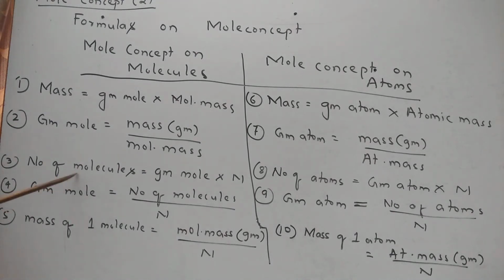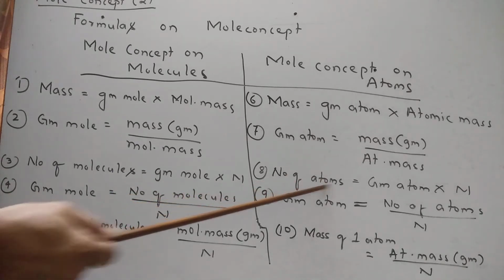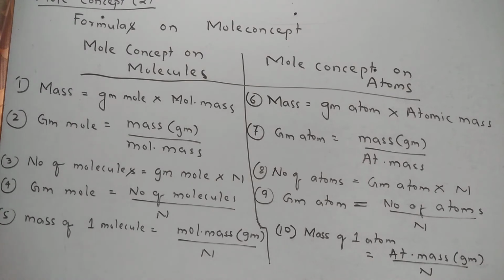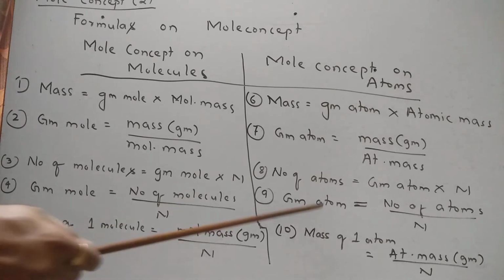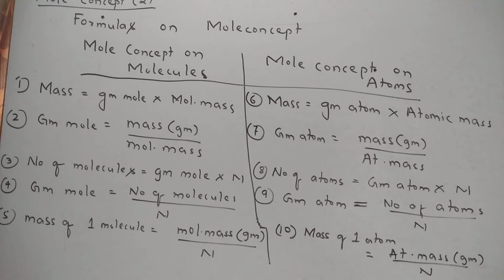Number 3 and 8: number of molecules is equal to gram mole into N, and here the number of atoms is equal to gram atom into N. Similarly, 4 and 9: here gram mole is equal to the number of molecules by N, and here gram atom is equal to number of atoms by N. And the last one: on the left-hand side we have the mass of one molecule, and here the mass of one atom. Mass of one molecule is equal to molecular mass in gram by N, and mass of one atom is equal to atomic mass by N grams.